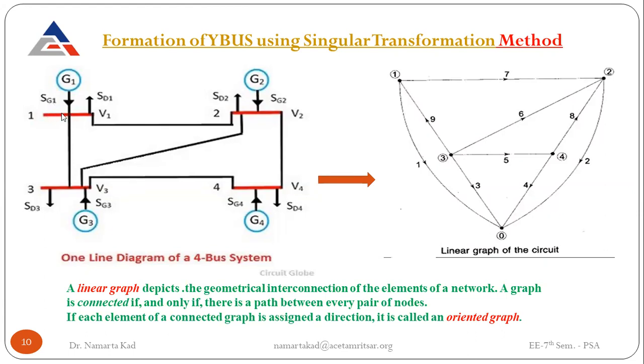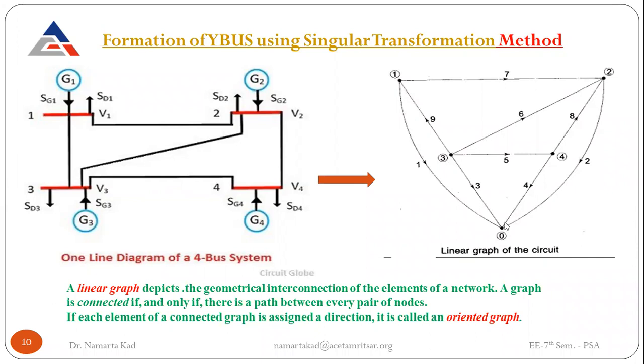The first step in this singular transformation method is to draw the linear graph of the given circuit. For drawing the linear graph, just take the buses as simple nodes, like node 1, node 2, node 3, and node 4. These are our 4 buses. And one reference node is taken, 0. This one is our reference.